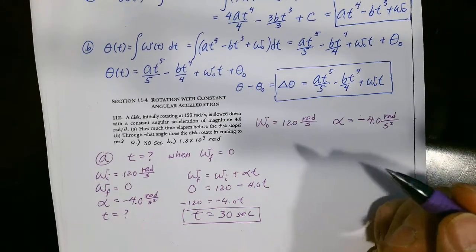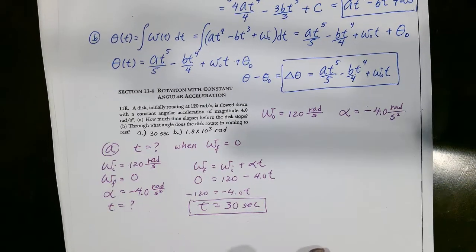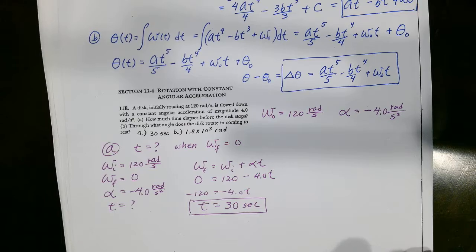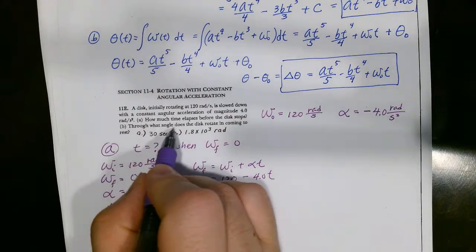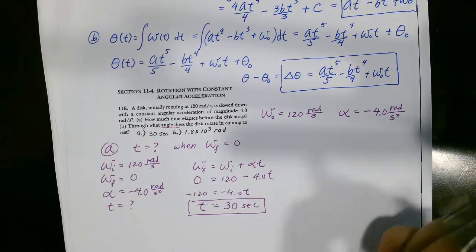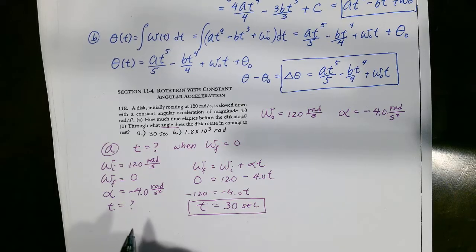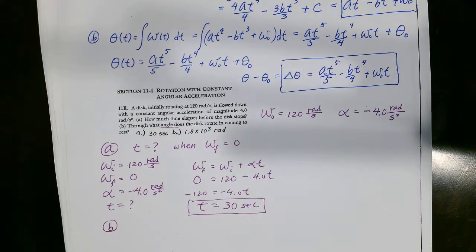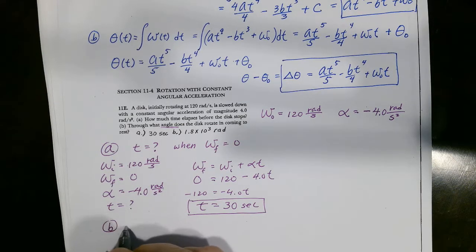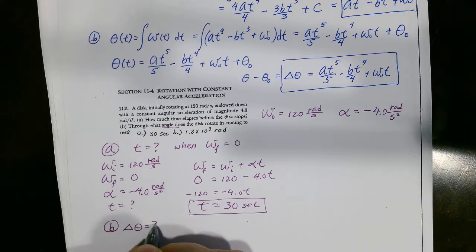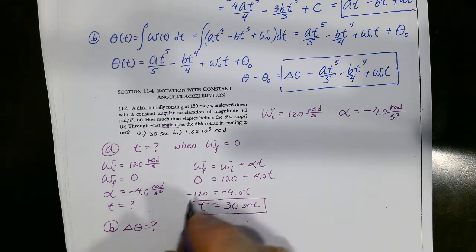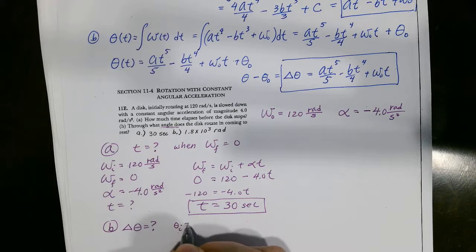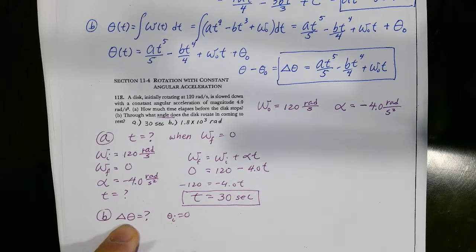Part B. Through what angle does the disk rotate in coming to rest? So what they want to know is how much angle, right? So they want you to figure out what the delta theta is really, right? So for part B, they want you to figure out delta theta, assuming that theta initial is equal to 0. That delta theta is just the theta final then, right?